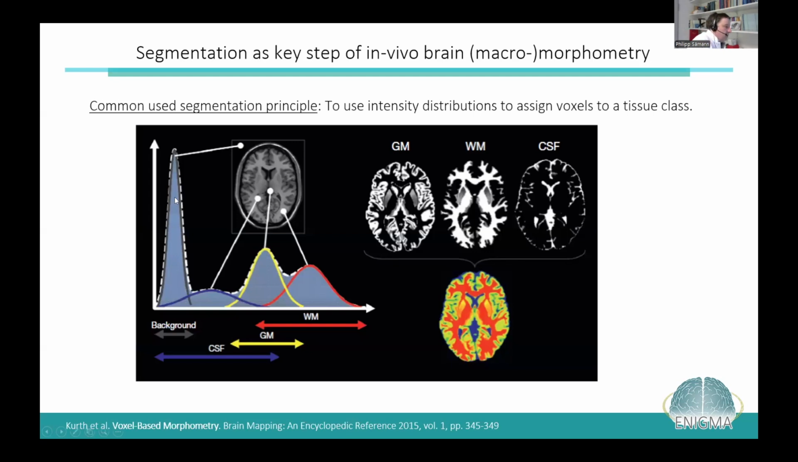If you look at the typical intensity distribution of three validated tissue classes of a classical T1 weighted image, you will see that the distributions overlap. And it's this overlap that causes problems because you want to make a reliable decision on the class of that voxel. So this is where the location information comes into play.